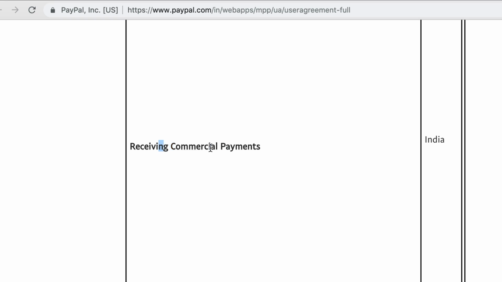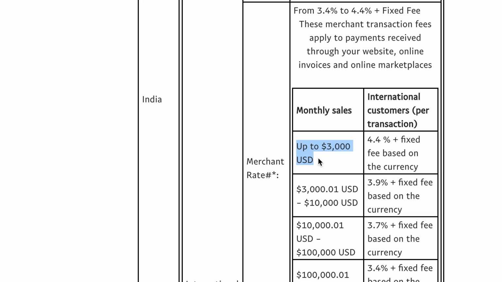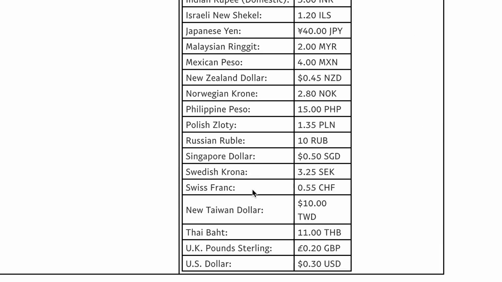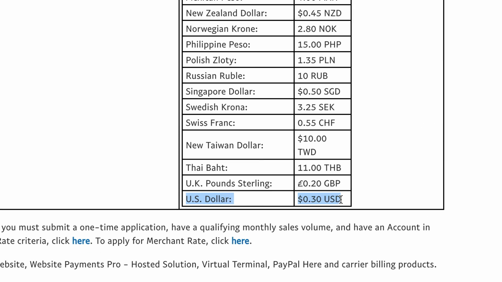So based off of this calculation, what I want to show you first is the PayPal cost that comes up, and this is actually from the PayPal website. If you want to receive commercial payments, the merchant rate up to 3,000 USD is 4.4% plus a fixed fee based on currency. Now, for USD, that fixed fee is 30 cents. As your monthly volume with PayPal increases, this cost actually comes down.